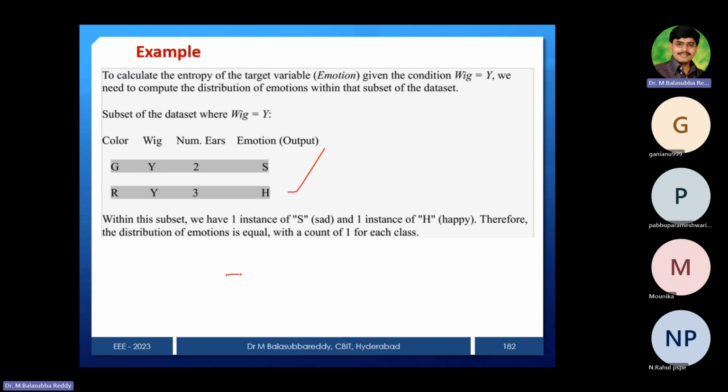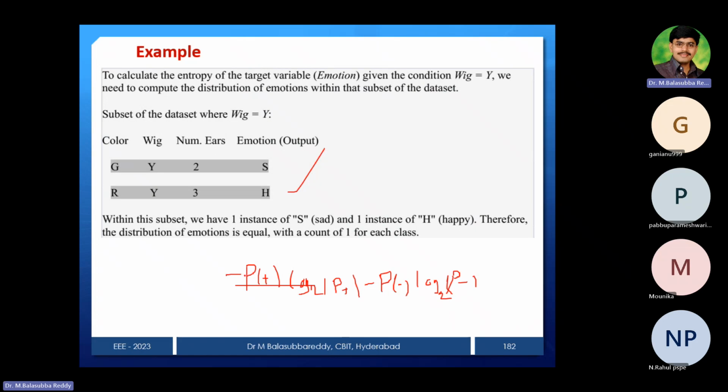What is the formula of entropy? Minus positive class probability log 2 positive class probability, minus probability of negative class log 2 probability of negative class.